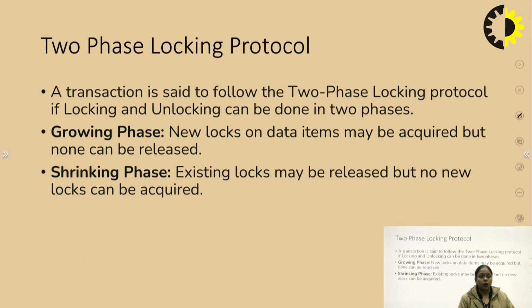When we are going to lock all the data items, then this is known as a growing phase. But there will be a lock point where we will completely lock all the data items. Then there will be a shrinking phase. Here we will unlock the data items. Now no data item can be locked in the shrinking phase. If the shrinking phase starts after the lock point, it means no data item will be locked again. Now the unlocking is started.